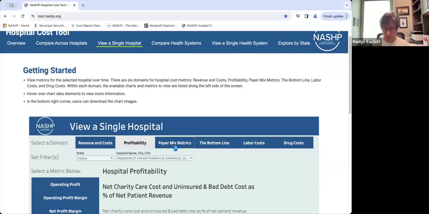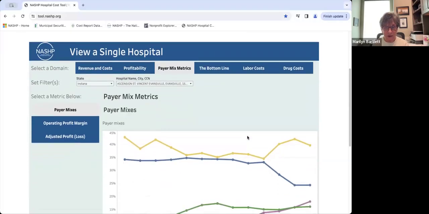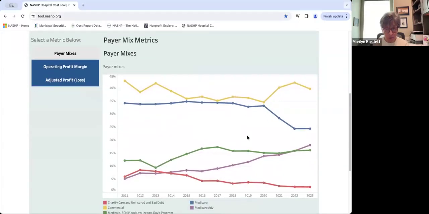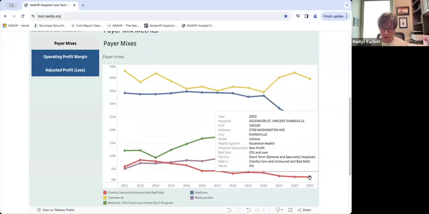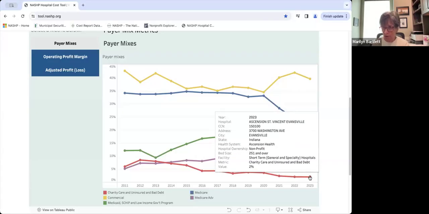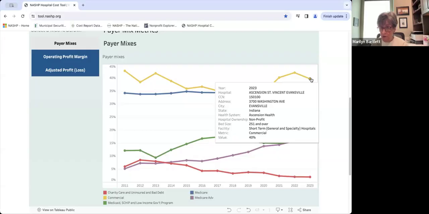Let's bounce over to payer mix metrics. It's really important to understand the payer mix of the hospital. So looking at this particular one, we break it into 5 payer groups. You'll see that this is charity care and uninsured and bad debt. Now, this payer mix is not based on revenue, it's based on services. So it gives you a better idea of the volume. 2% of this hospital is focused on charity care, uninsured, and bad debt. The bulk is commercial at 40%.